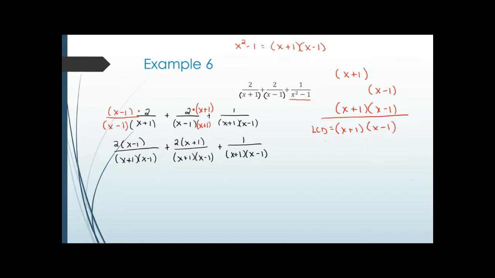Now I want to combine all of these into one fraction. So I'm just going to combine all of the numerators together, and they're all added, so I can just put pluses in between. And now I have x plus 1, x minus 1.